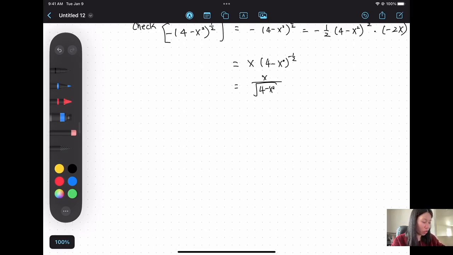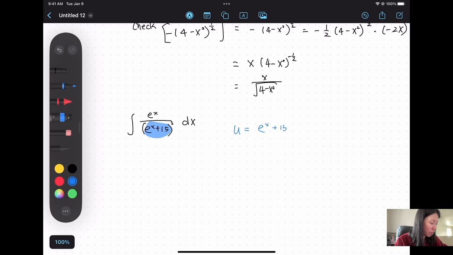Another one is I want you to evaluate or integrate e to the x over (e to the x plus 15) to the third power dx. So in this one, we need to set up our u first. Which one would you put as u? Again, usually I will just do the polynomial part. Alright, so I let u equal e to the x plus 15.